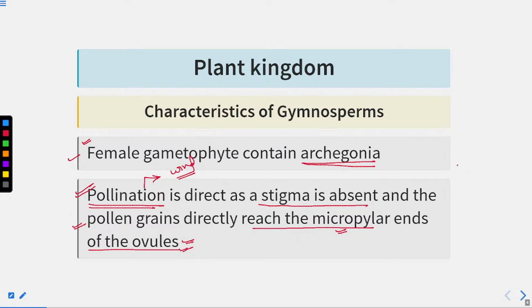So we have ovules, right? The ovule is covered, and here they have the micropyle. This is called the micropylar end. The pollen grain reaches here and germinates.